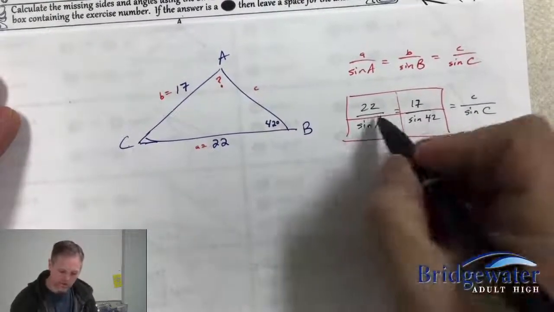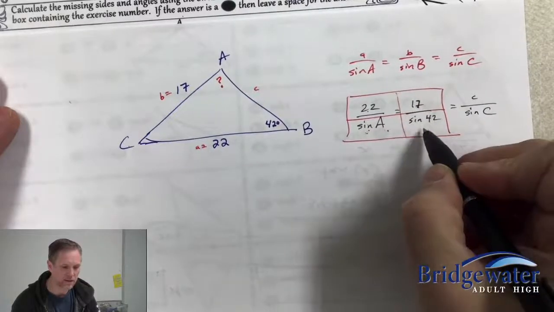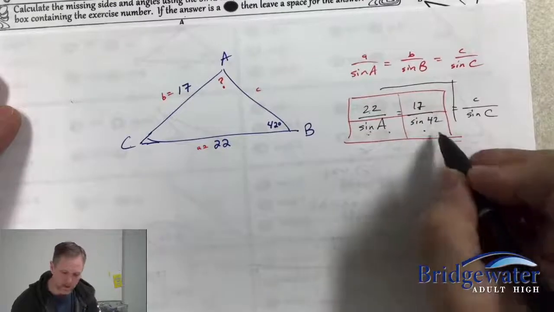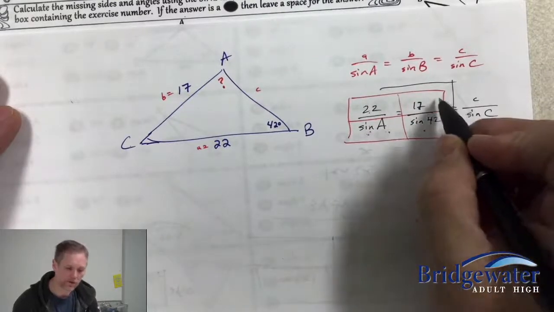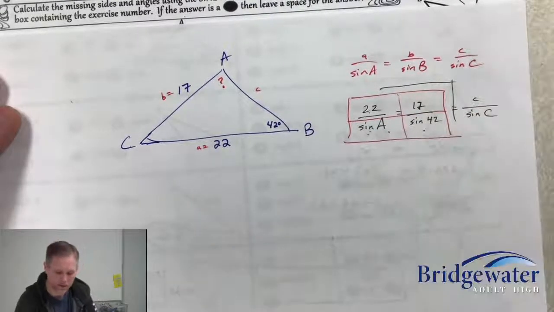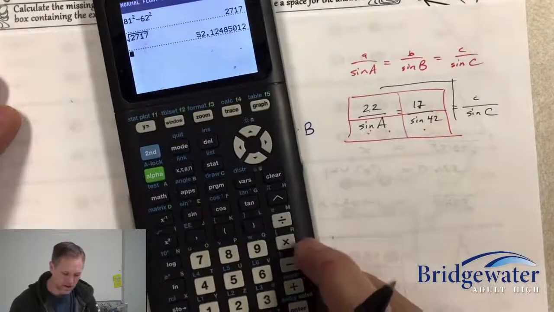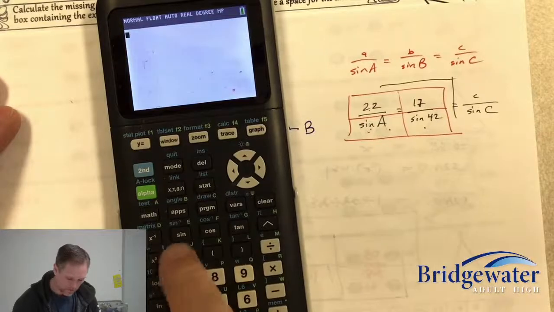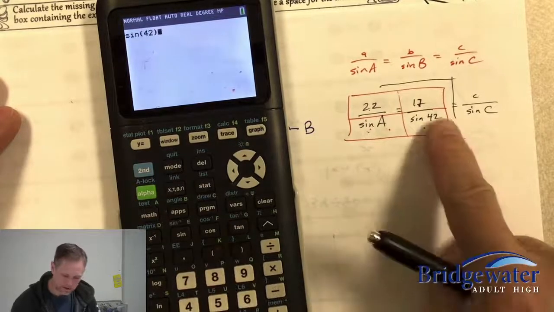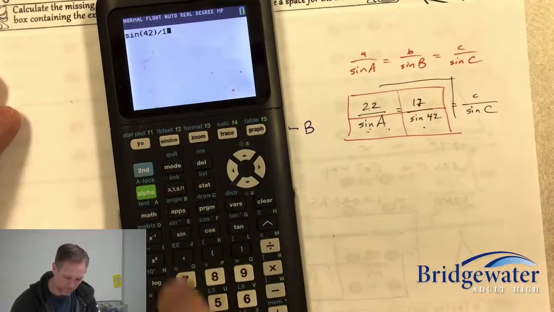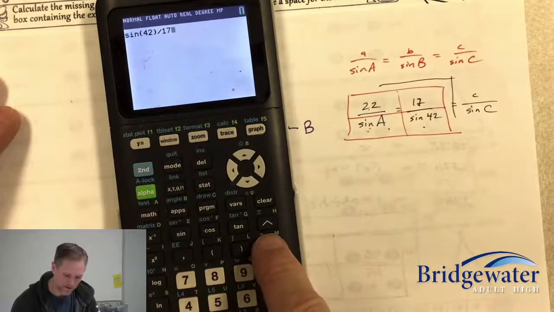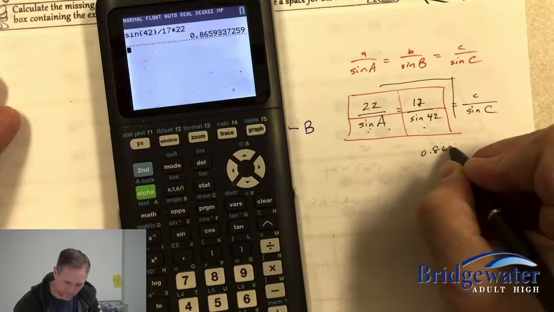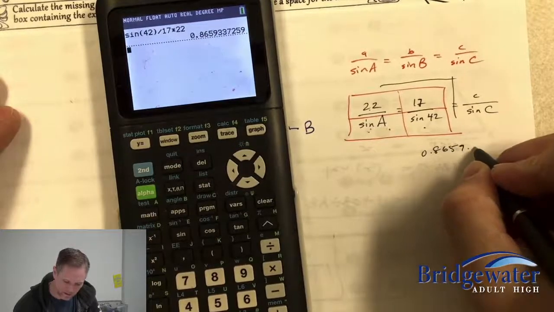So here we go. We're going to go 22 divided by 17 times sine of 42, or the other way around, because the L is this way, right? The other way around would be sine 42 divided by 17 times 22. So I think it's probably clearer to start with sine of 42. So sine of 42 bracket divided by, first, alphabetical order, A, B, D, times it by 22, and we get 0.865.